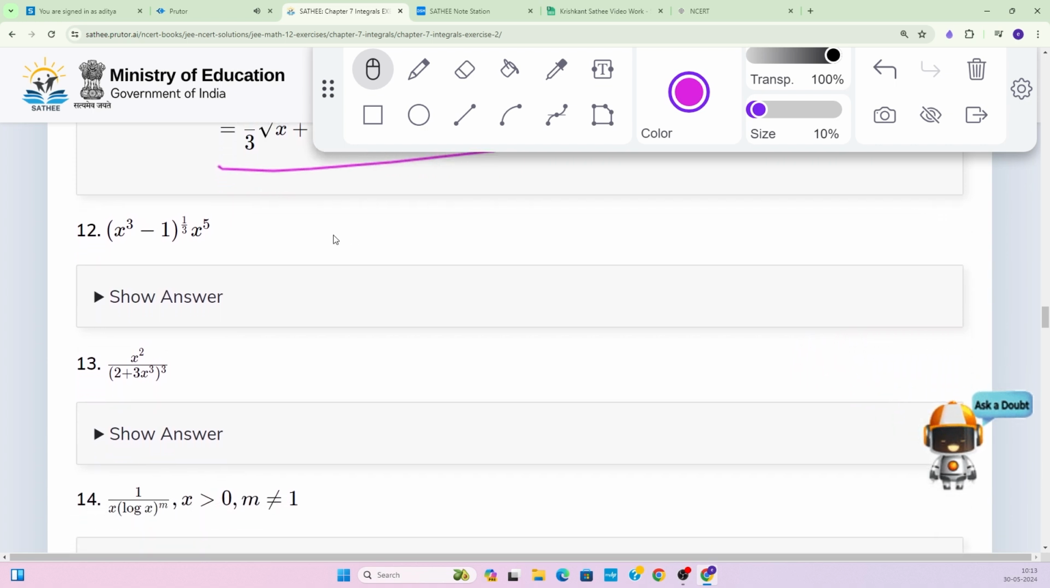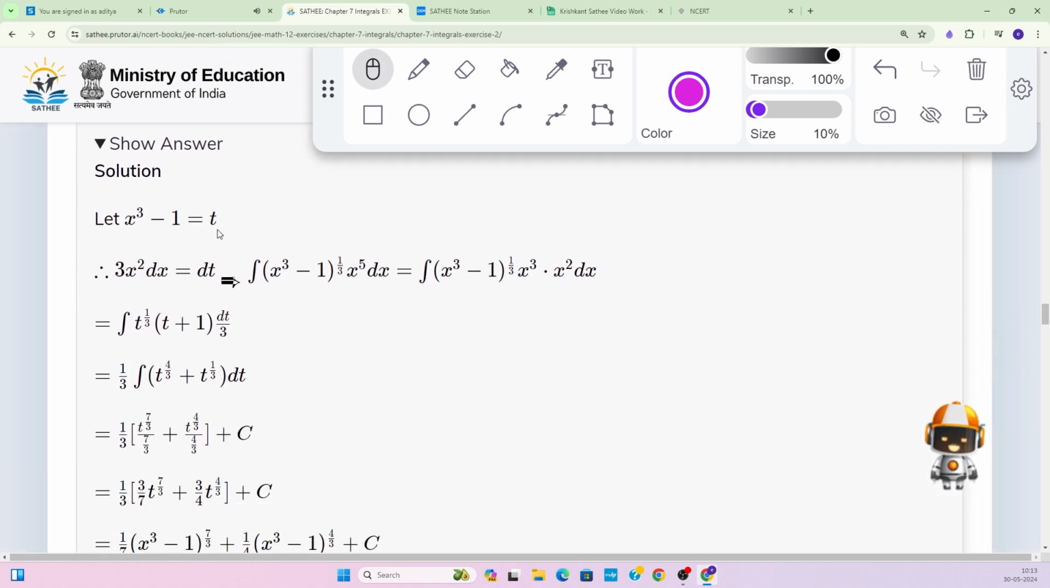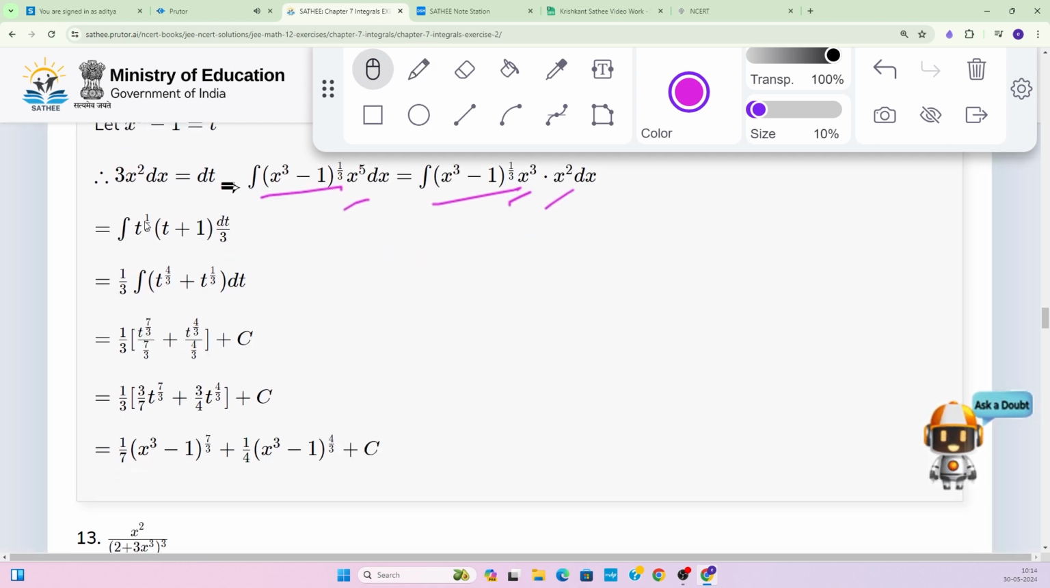Problem 12 says integrate x cube minus 1 whole power 1 by 3 x power 5. Okay, so let's see quickly the solution. Now x cube minus 1 is equals to t. Therefore, we have 3x squared dx is equals to dt. This means integration of x cube minus 1 whole power 1 by 3 x power 5 dx is equals to integration of x cube minus 1 whole power 1 by 3 x cube multiply with x square dx. Now as you can see, taking x cube minus 1 is equals to t, you will have t power 1 by 3 multiply with t plus 1, multiply with dt by 3.